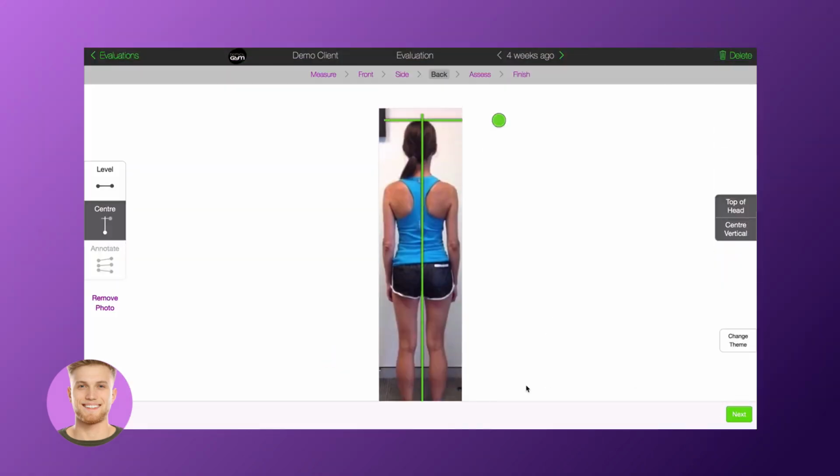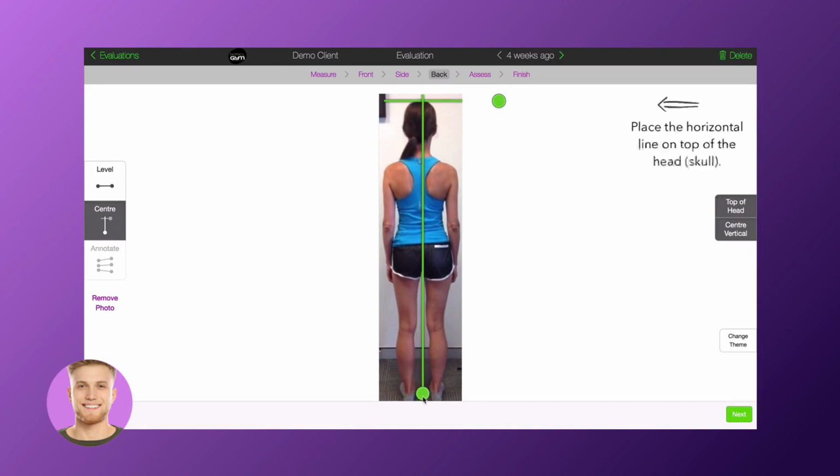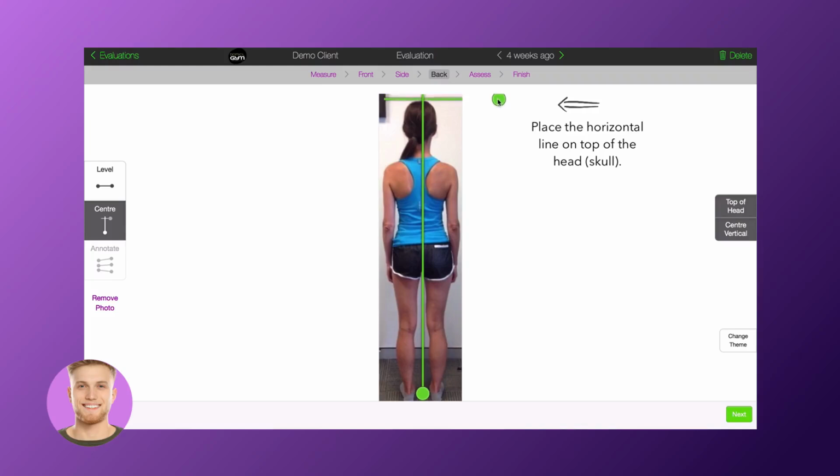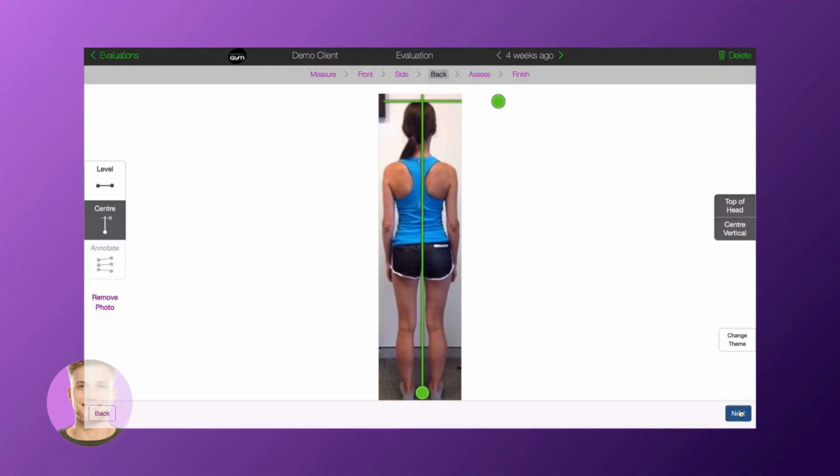Start by leveling off the image by lining up the junction between the floor and the wall. Then place the plumb line vertically and evenly between both feet. The horizontal line is placed directly on top of the head or skull. Clicking Next, we can start to annotate the image.